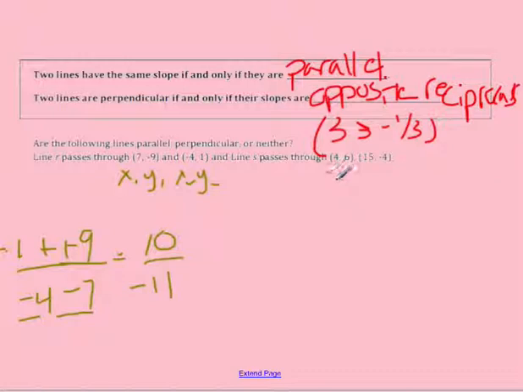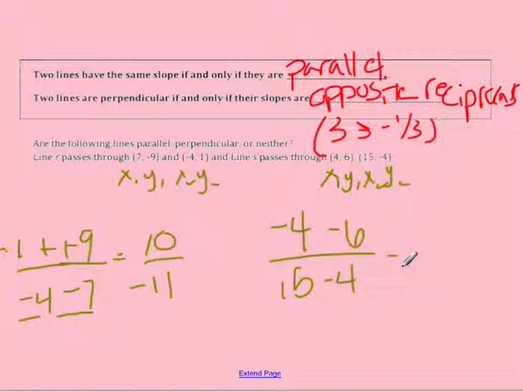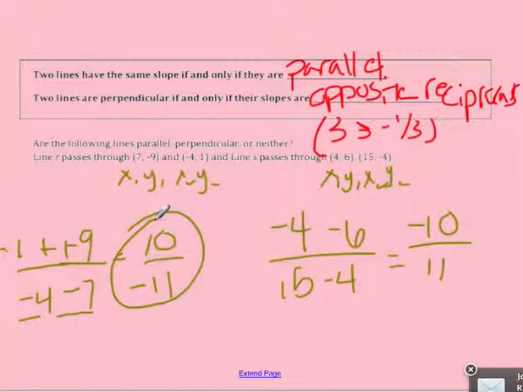So now we want to calculate the slope of this one, x1, y1, x2, y2. So then we have negative 4 minus 6 divided by 15 minus 4. Well, negative 4 minus 6 gives me a negative 10. Remember, when they're both negative, it's going to get more negative. 15 minus 4 is 11. So what I noticed, even though this has a negative 11 on the bottom, it's still a negative fraction. So 10 divided by a negative 11 and negative 10 divided by 11 are the same thing. So they're actually both the same slope. So both of these lines are parallel to each other.